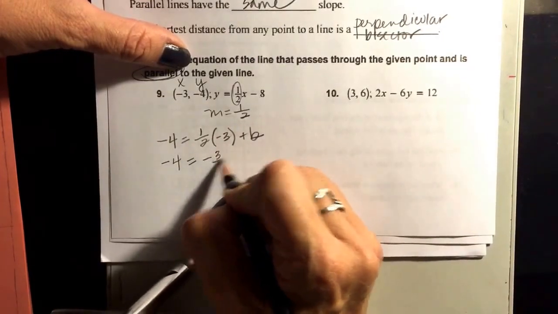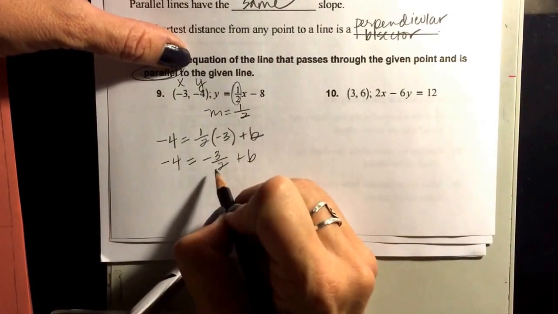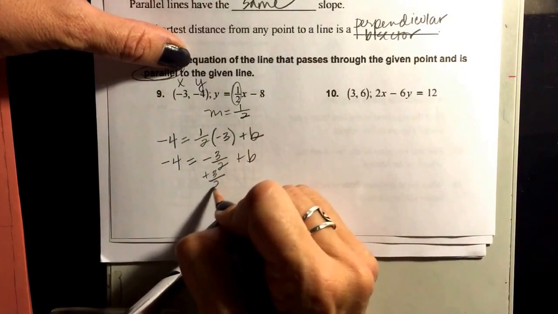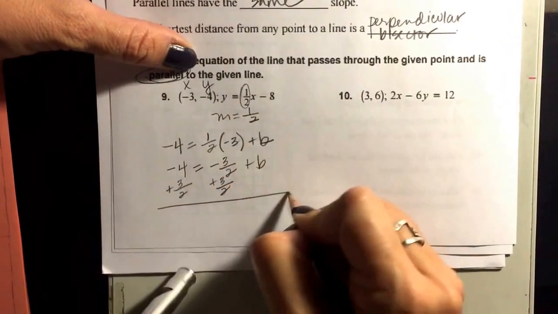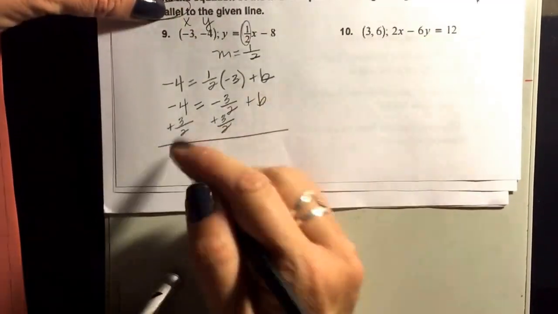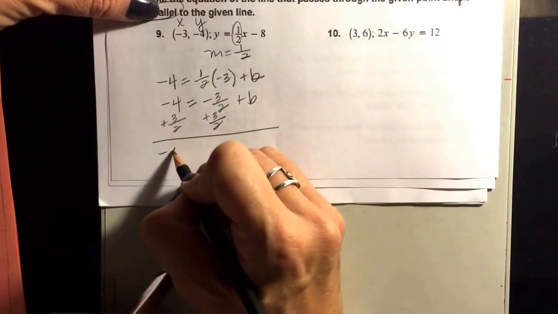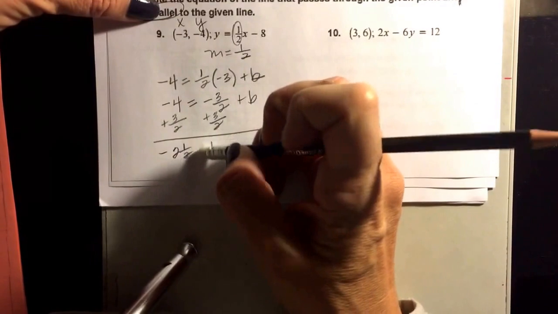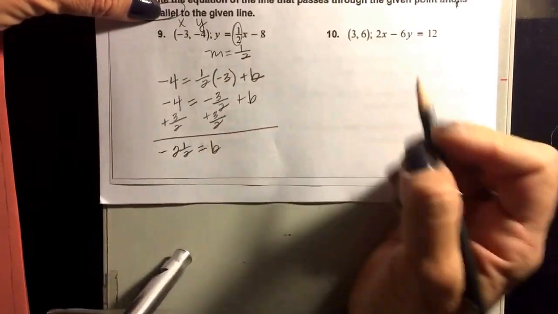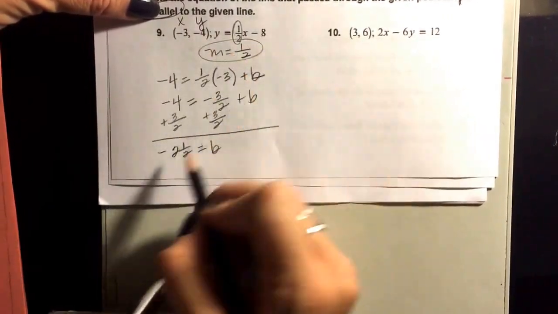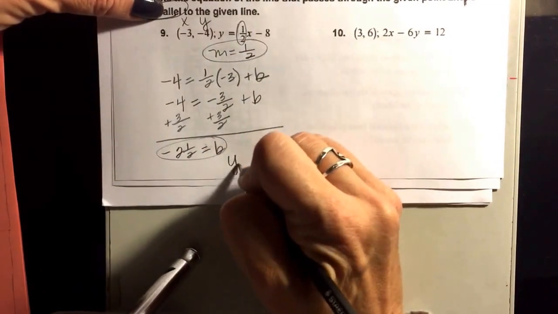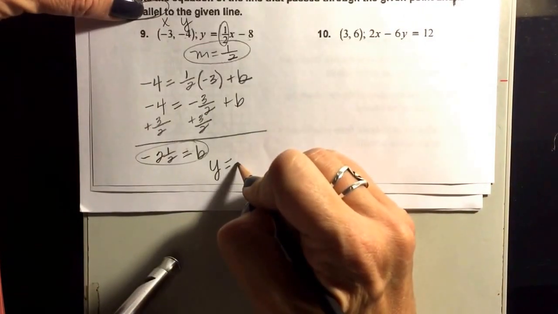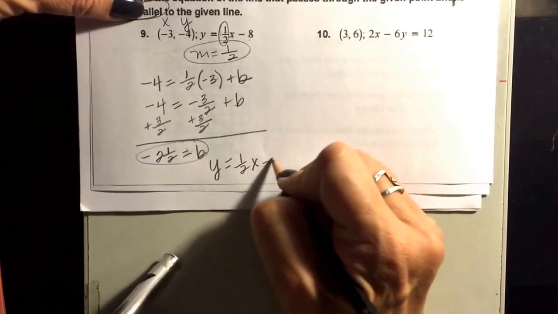This is going to give me -3/2 plus b. That's 1.5. I'm going to add 1.5 to both sides. And that's going to leave me with -4 plus 1.5 is going to leave me with -2.5 for my b value. That could be represented as -5/2. So my slope is 1/2, my b is -2.5. The equation of the line parallel to this one that passes through -3, -4 is y equals 1/2 x minus 2.5.